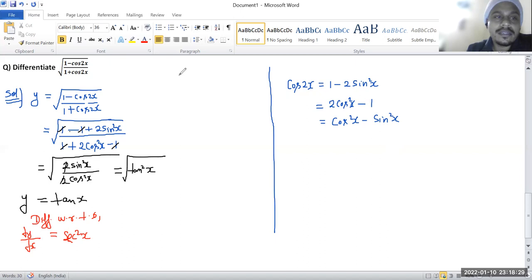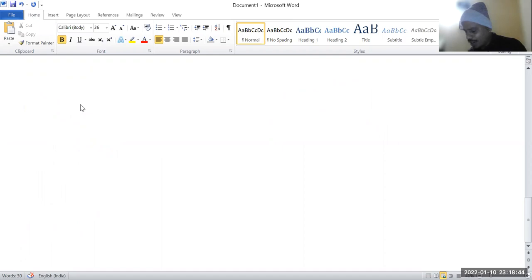So students, I'll move to any other question, no, but I'll take some other questions also to see. You have to solve miscellaneous. I'm going to solve one question based on log. Find the derivative of log sine x.